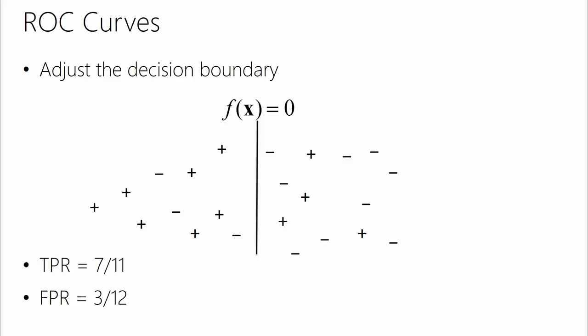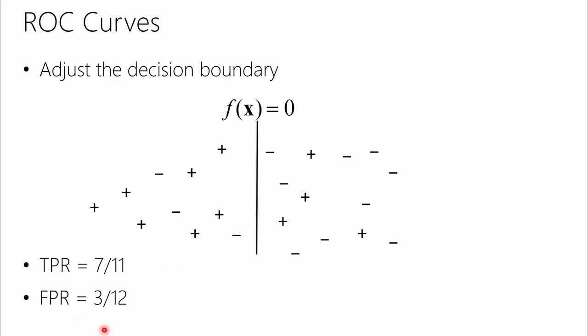Okay, so let's say that our classifier has a decision boundary that is right here. And the positives are over on this side and the negatives are over here. Then the true positive rate uses the number of positives classified as positives, so 1, 2, 3, 4, 5, 6, 7, and then divided by the total number of positives, which is here. So 7 on this side, 8, 9, 10, 11. Okay, so 7 out of 11.